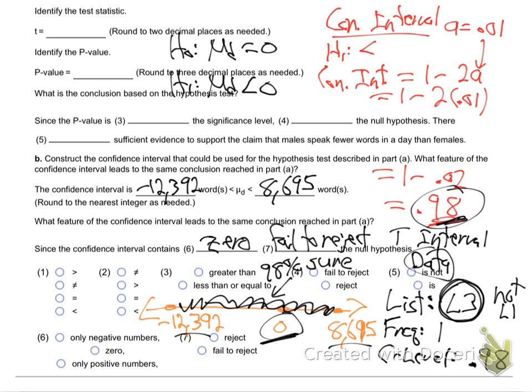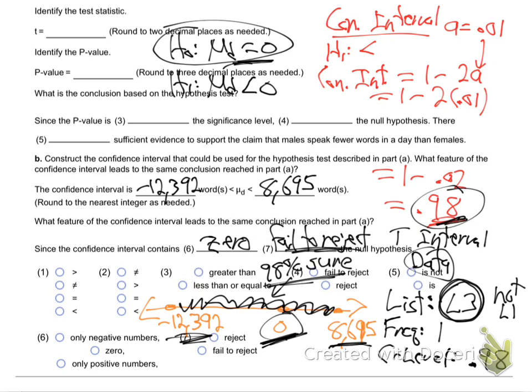The confidence interval says we're 98% confident that the difference is somewhere between negative 12,000 and positive 8,000, which means it could be 0, which means the null is still a possibility. We couldn't rule it out with strong evidence. The difference could be 0. So we failed to reject the null. We got to keep the null.